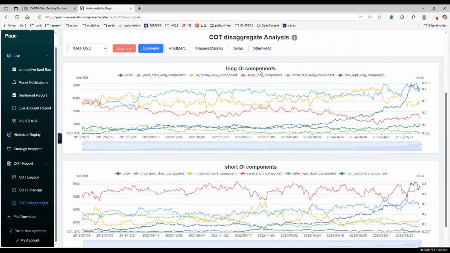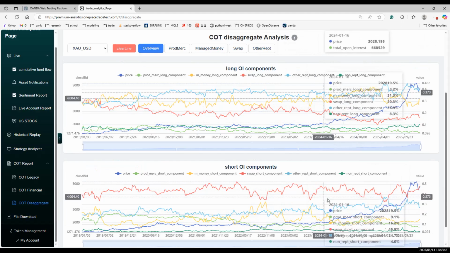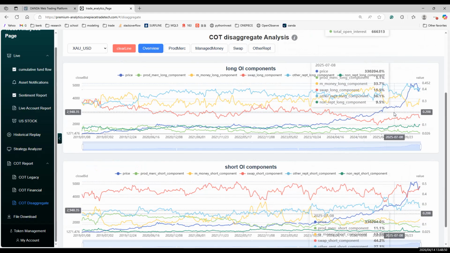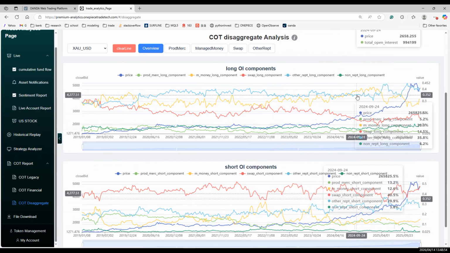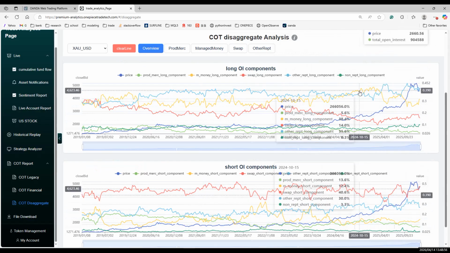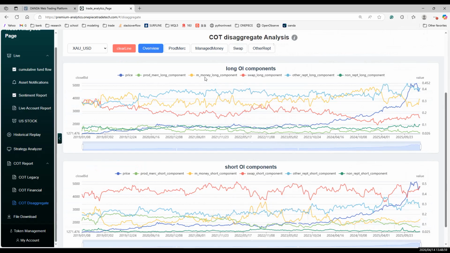And we look at their components in the long and short contracts. Here you see that on the long contract side, the dominant participants are the managed money, the CTAs, aka the speculators, and the other reportable groups, which, as we mentioned, the central banks fall into this category.